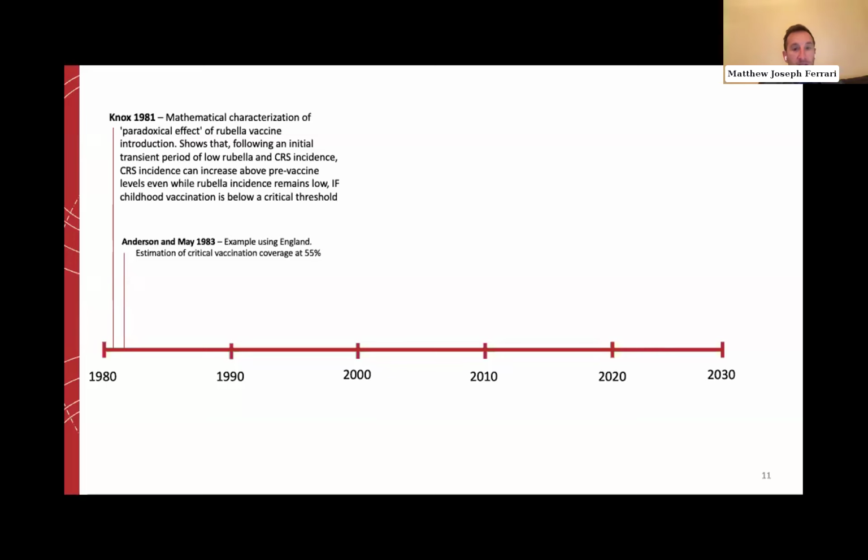So this started with some initial mathematical work that was done in the early to mid 1980s. First with a paper by Elizabeth Knox in 1981 that characterized this paradoxical effect.